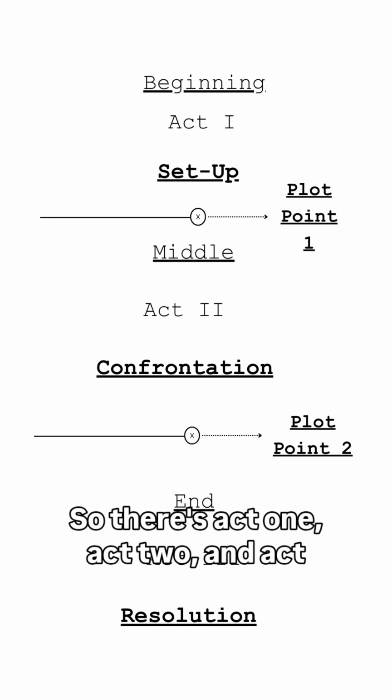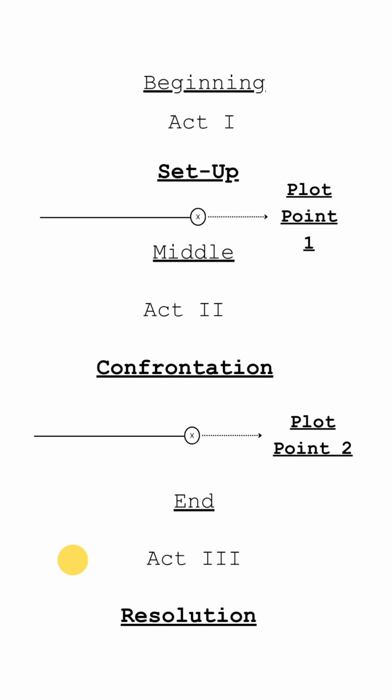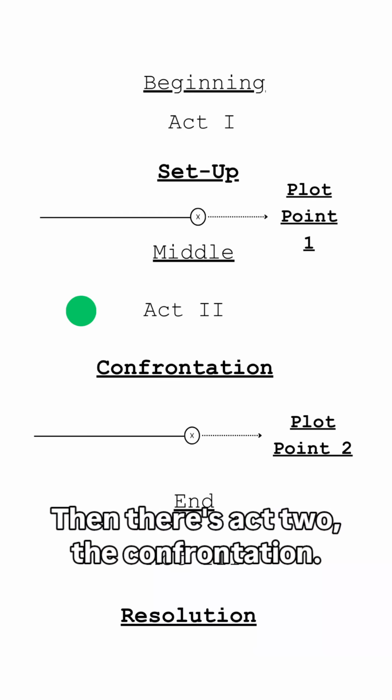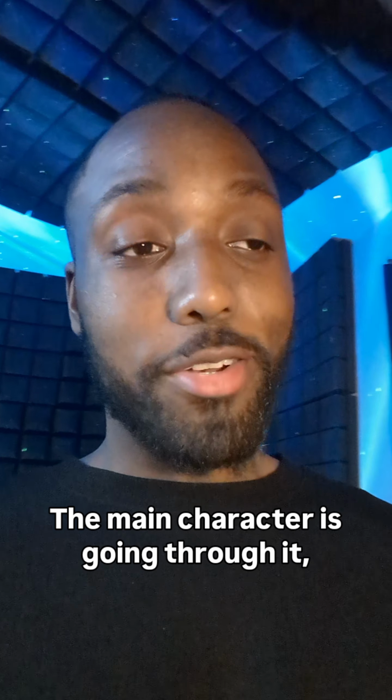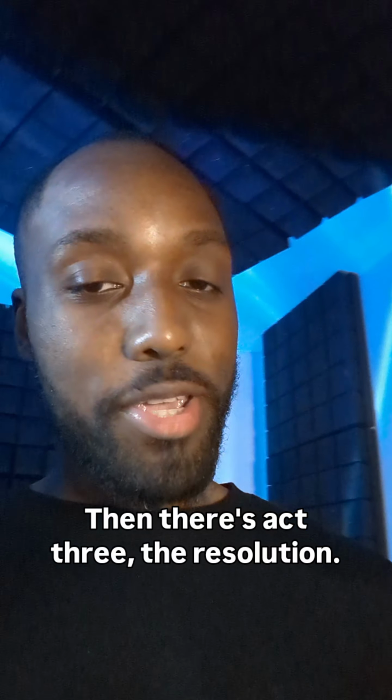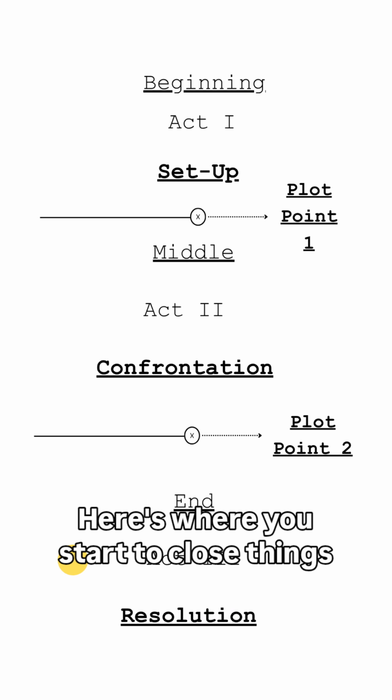So there's Act 1, Act 2, and Act 3. Act 1 is a setup, so we introduce the character, and you show what the film is about. And there's Act 2, the confrontation. The main character is going through it, and they're prevented from getting what they need. And there's Act 3, the resolution. And here's where you start to close things out.